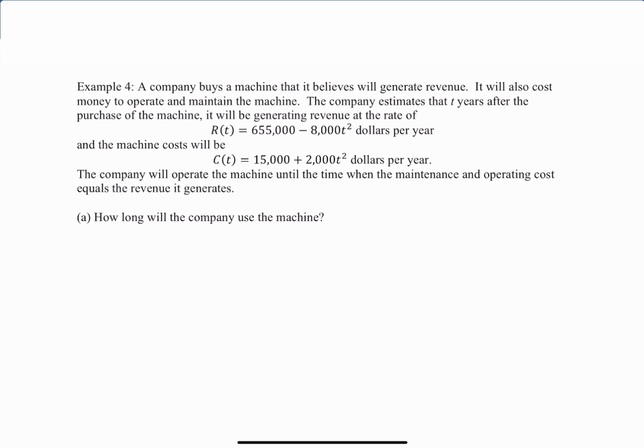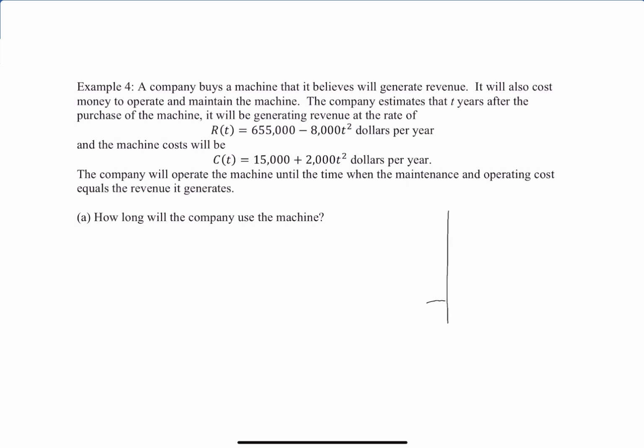of R of T equals 655,000 minus 8,000 T squared, that's in dollars per year. And the cost of operating and maintaining the machine will be C of T equals 15,000 plus 2,000 T squared, and that's also in dollars per year. The company's going to operate the machine until the time when the maintenance and operating costs equal the revenue it generates.